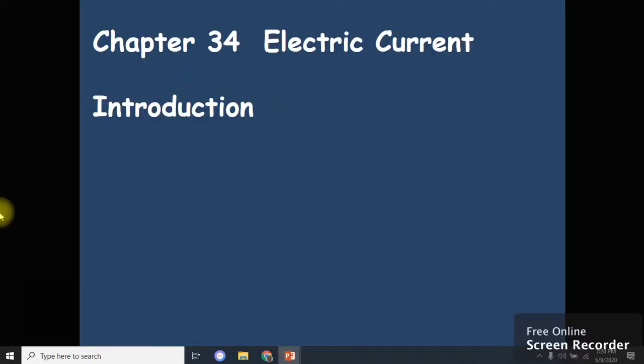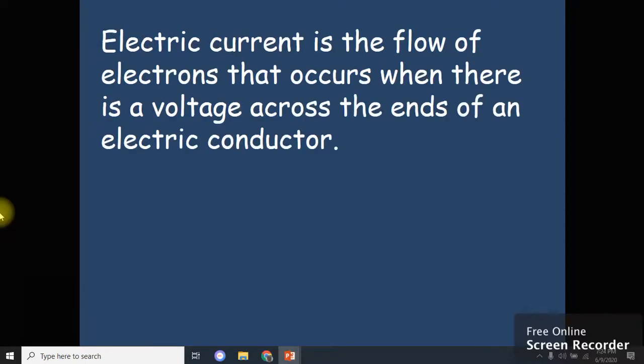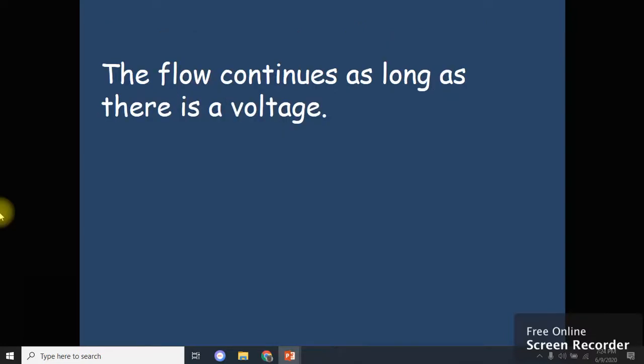Chapter 34, Electric Current. Introduction. Electric current is the flow of electrons that occurs when there is a voltage across the ends of an electric conductor. The flow continues as long as there is a voltage.